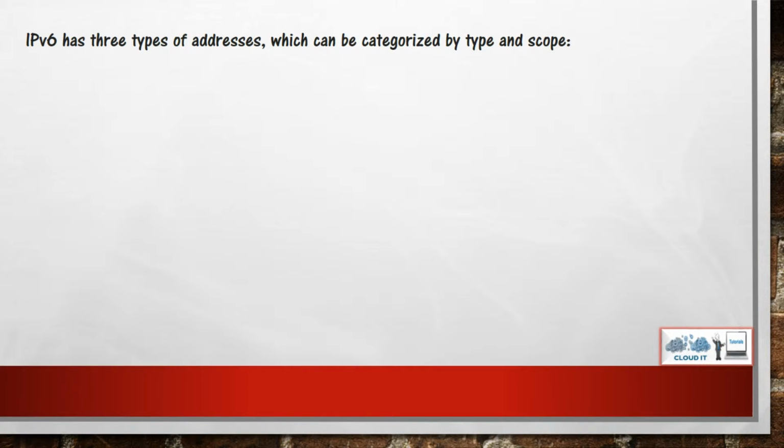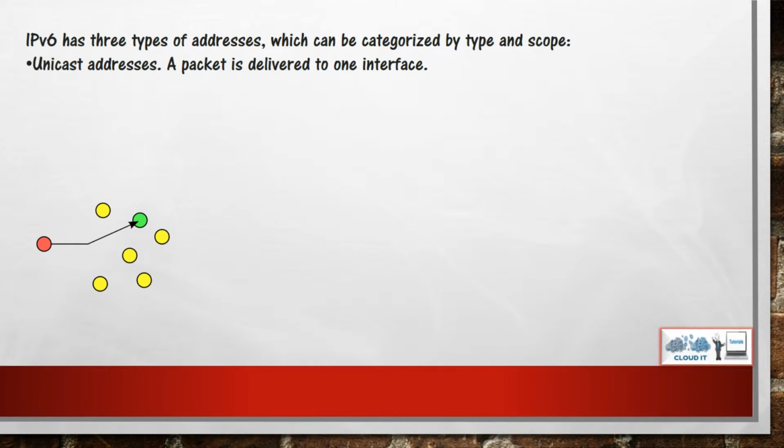ipv6 has three types of addresses and can be categorized by type and scope. The first one is the unicast address that is used to deliver a packet to one interface. That is, if you want to do one-to-one communication between two nodes, we can use a unicast address.